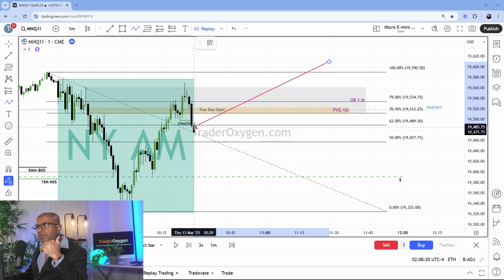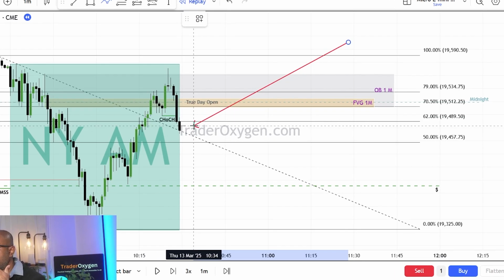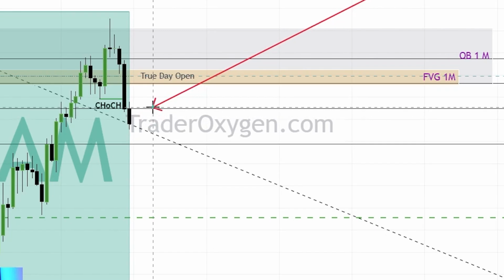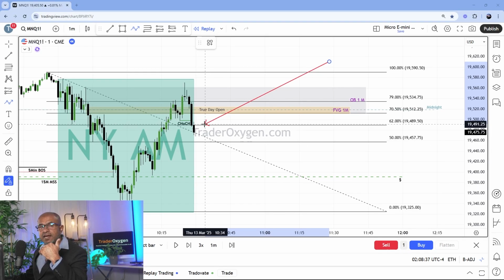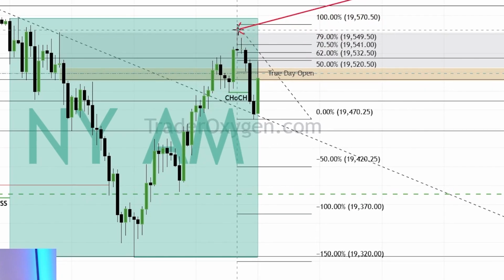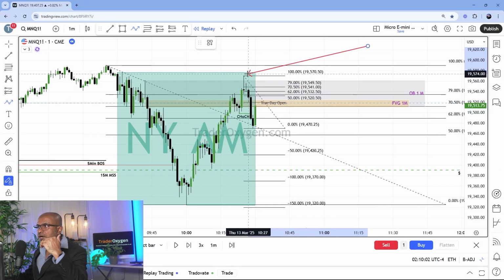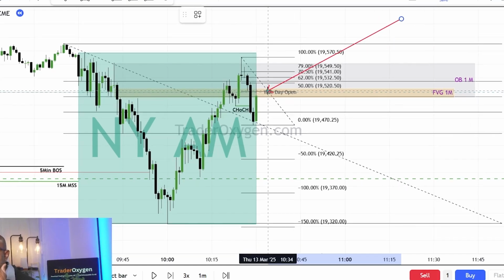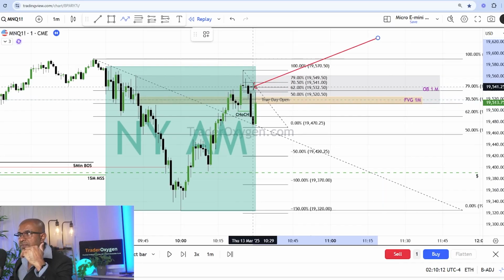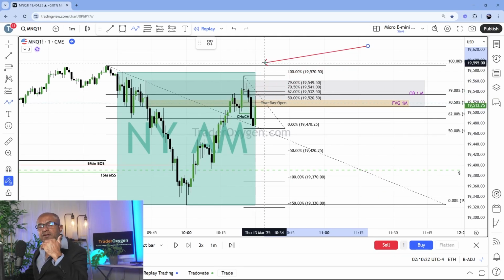So it made a 1-minute change of character, which gives us the confidence and confluence that we can enter a sell entry now. In this swing leg down we are checking for a minor retracement back. For this 1-minute displacement leg down, if we draw a fib retracement from this swing high to this swing low, you can see the price has reached above 50% into the premium area of this 1-minute swing leg. So this is where we place our sell order.